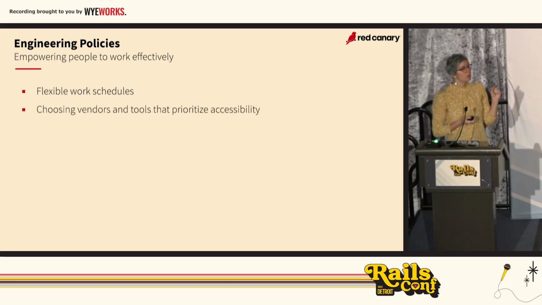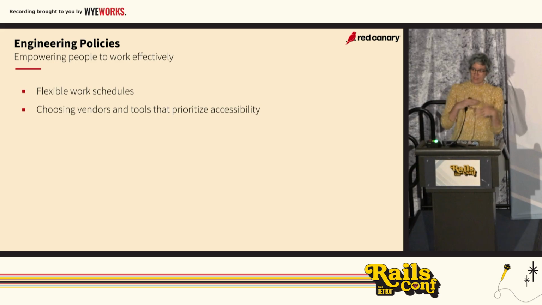Choosing vendors and tools that prioritize accessibility. We talked about API documentation. There aren't always times that we can make direct changes to an interface that we're using internally or externally to make it more accessible, but we can pick tools that already are accessible or are committed to moving towards accessibility. So making that a part of our criteria when selecting tools can go a long way.